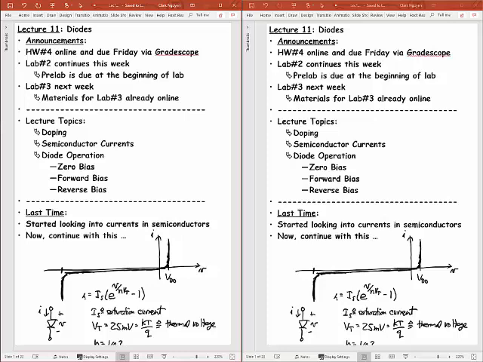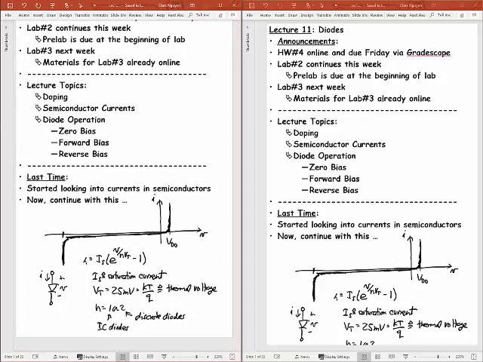Looks like no. So lecture topics will be doping, which we started last time, and then semiconductor currents. And then we'll see how far we get into diode operation. We might not get too far into that. But last time we started looking into currents in semiconductors.